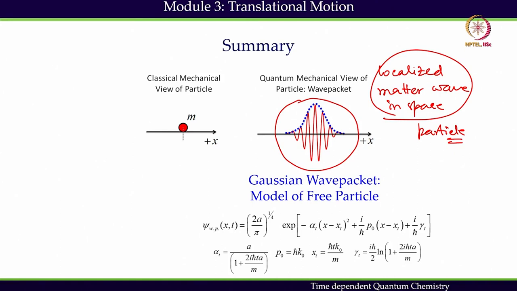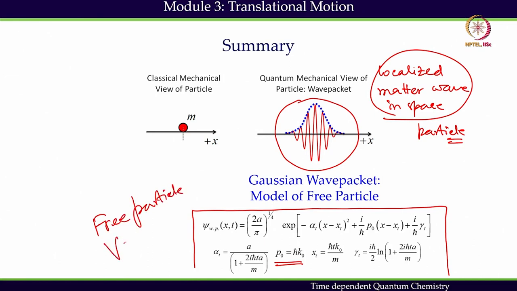This is one important point which we have clarified, and then we have shown a rigorous mathematical derivation of how a Gaussian wave packet would propagate in time, and finally we have got this general expression for the wave packet. This general expression would be very useful, and this is for a free particle. I will keep some reservation: this is a general expression for a free particle.